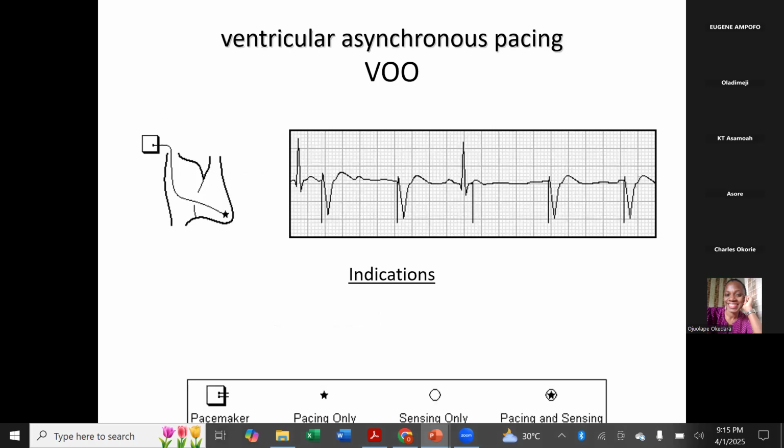Yes. Okay, so we want to go into some modes. We sure we don't have questions, so we can go into some of these modes.